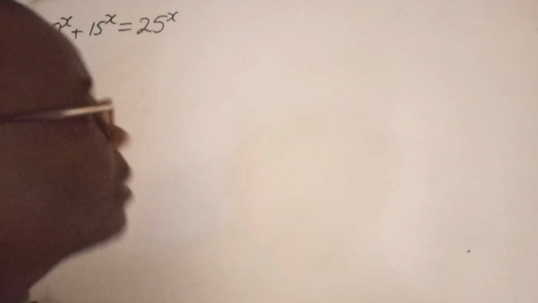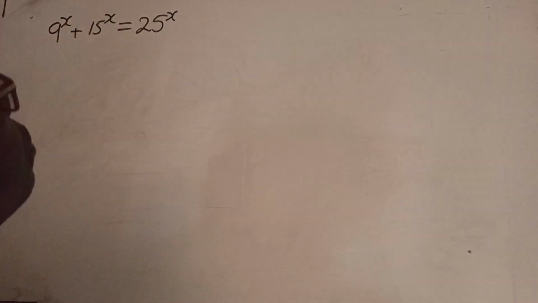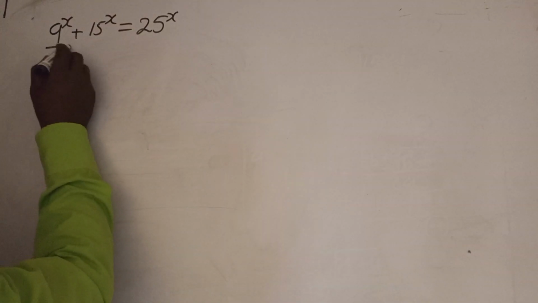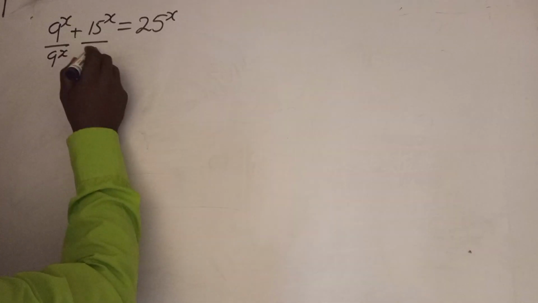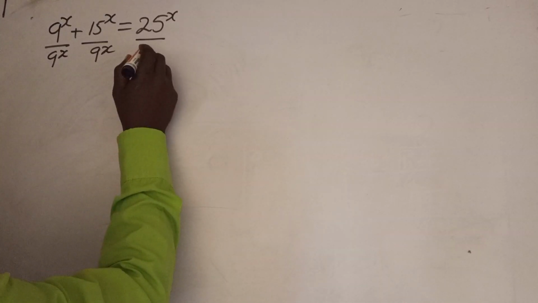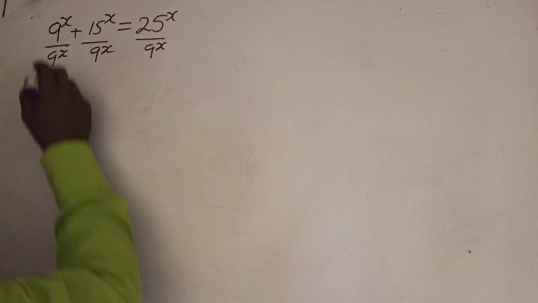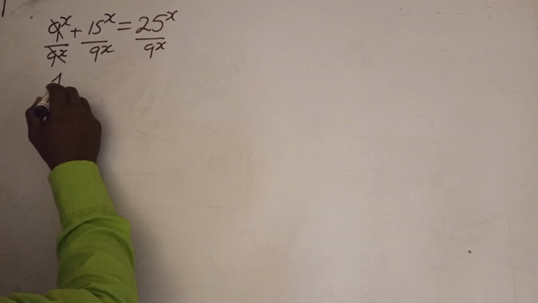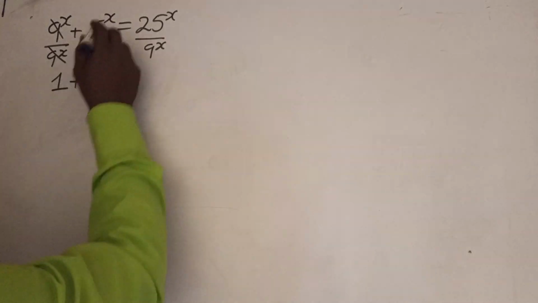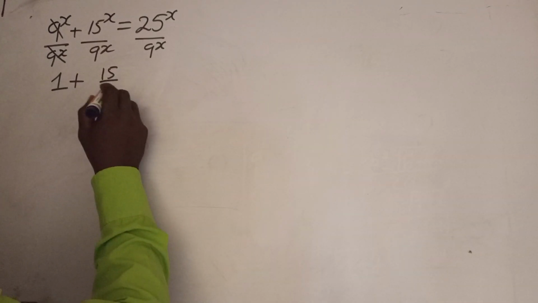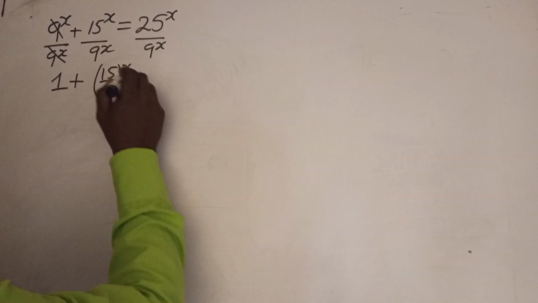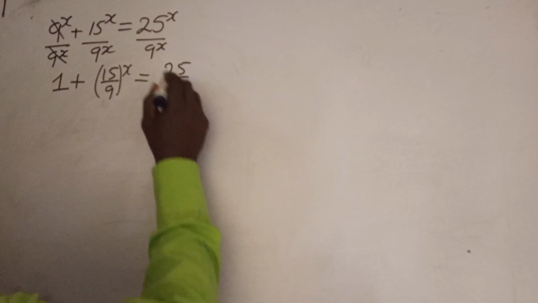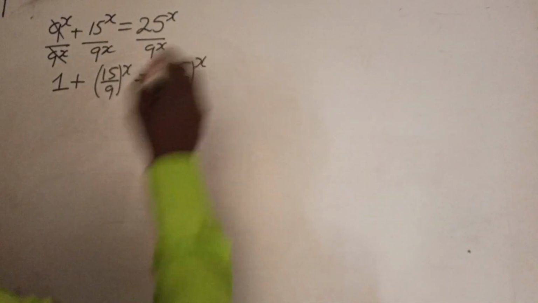With that reasoning line, we can just go ahead now and divide all through by 9 to the power x. So we will divide here by 9 to the power x, divide here by 9 to the power x, divide here by 9 to the power x. We obtain 9 to the power x cancels. We obtain 1 plus, all of them have the same power, so we have 15 all over 9 all to the power x. All of them have the same power, 25 all over 9 to the power x.